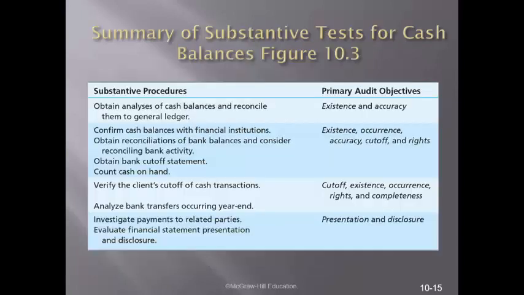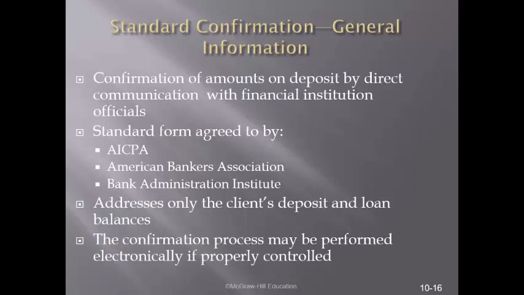This chart lists the objectives of major substantive procedures for cash transactions and balances with the primary audit objectives and management assertions. One of the objectives of the auditor's work on cash is to substantiate the existence of the amount of cash shown on the balance sheet. A direct approach to this objective is to confirm amounts on deposit and obtain or prepare reconciliations between bank statements and the accounting records. The standard confirmation form agreed to by the AICPA, the American Bankers Association, and the Bank Administration Institute addresses only the client's deposits and loan balances.